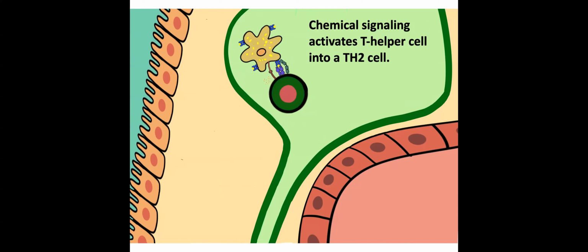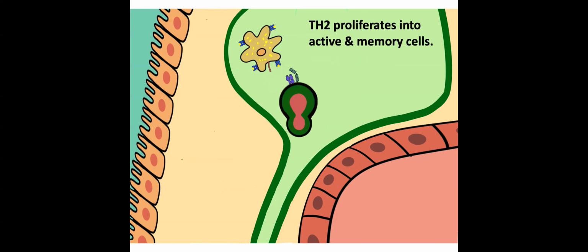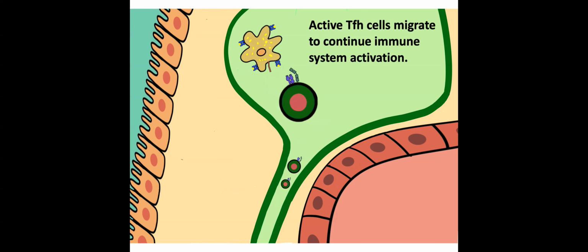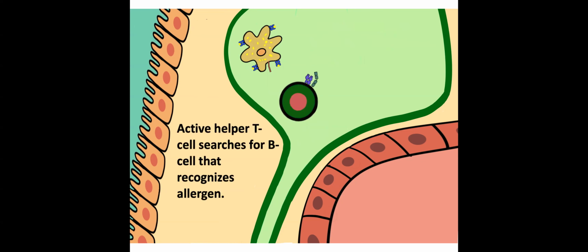These signals are important because this helper T cell is activated into a specialized type of helper T cell called a Th2 cell. This Th2 cell will proliferate and divide into active and memory cells and then continue to activate the immune system. This Th2 cell is going to search for a B cell.